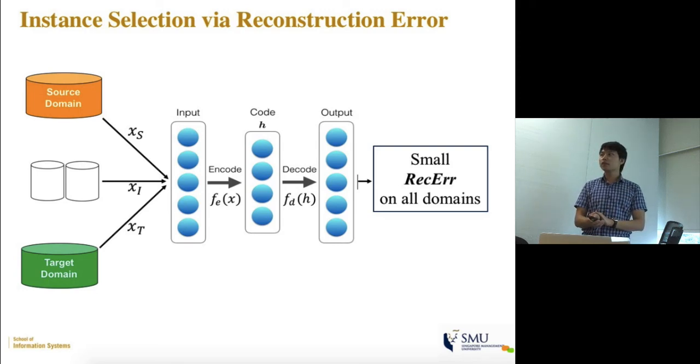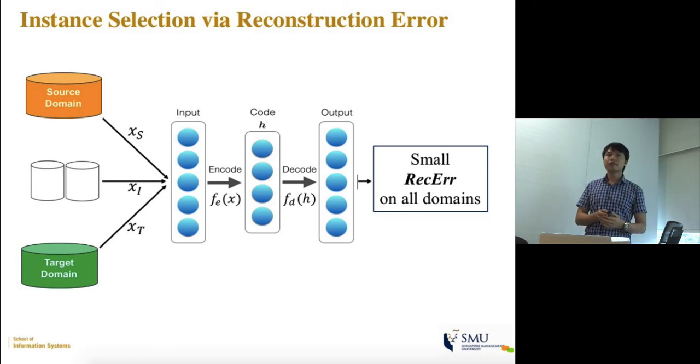They learned one autoencoder for all domains. Let's say all the source domain instances are useful for the target task. Then when you feed those instances to the autoencoder, you can find a pair of encoder and decoder that can return small loss for those data, both in the source domain and the target domain.